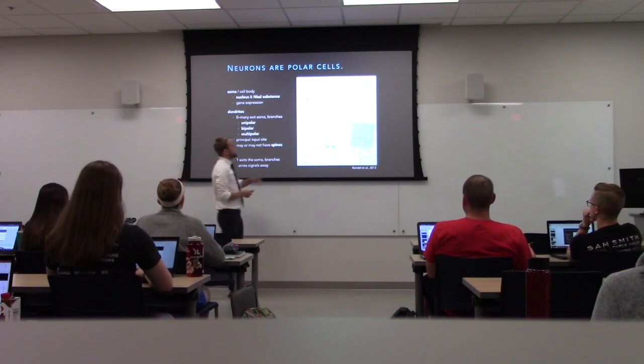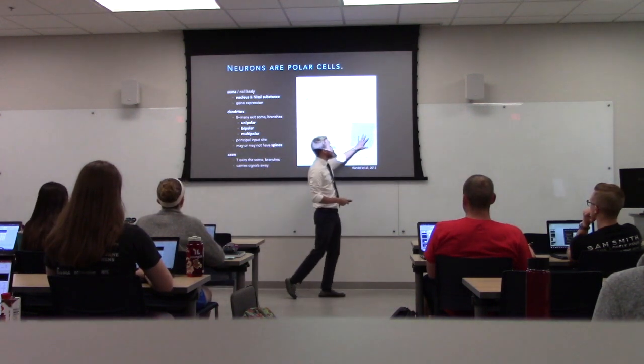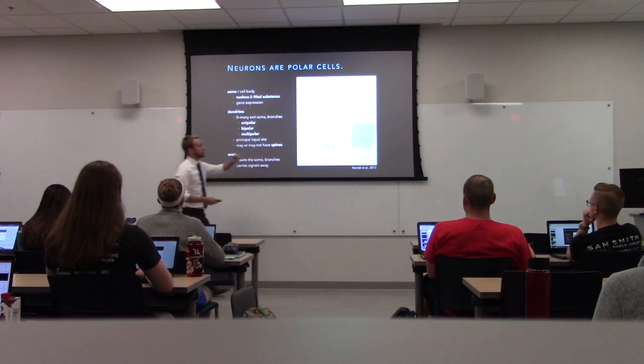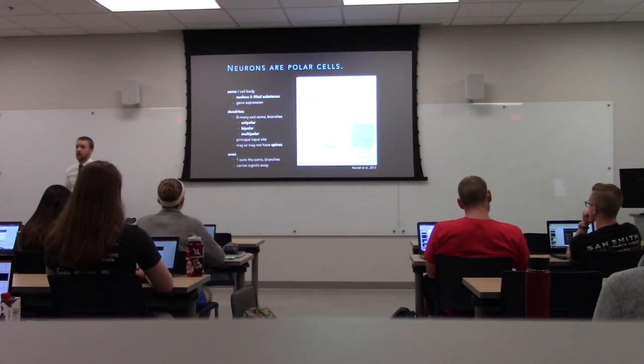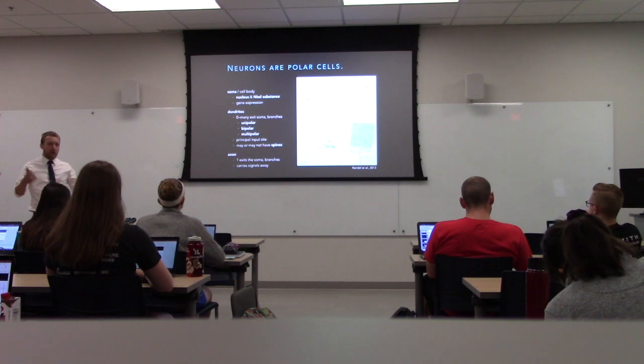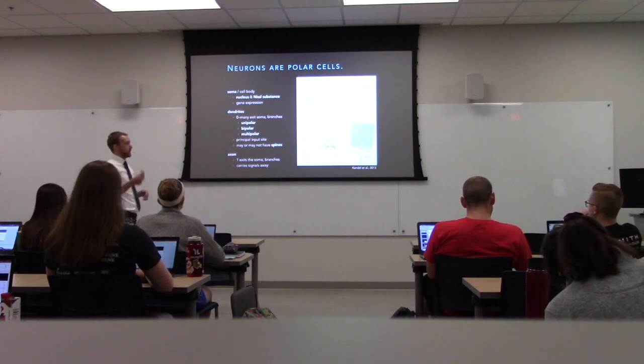In the central nervous system, when you're within the brain and spinal cord, you're going to see a lot of multipolar cells. Multipolar just means they have a lot of projections coming off of them. They have more than two, that's it.